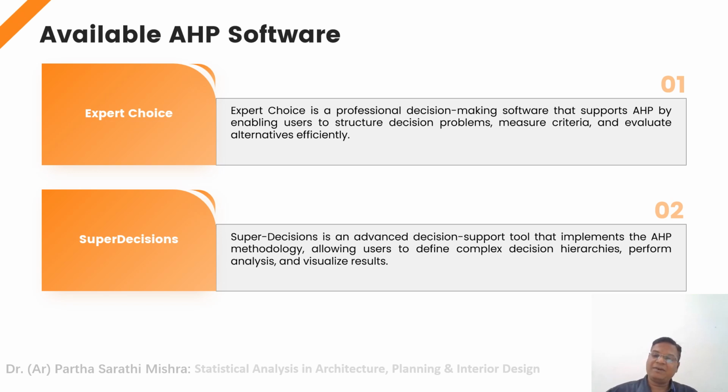And the second one is Super Decisions. Super Decisions is an advanced decision support tool that implements the AHP methodology, allowing users to define complex decision hierarchies, analyze problems, and visualize the results. So these are the two softwares which are readily available for the Analytical Hierarchy Process.